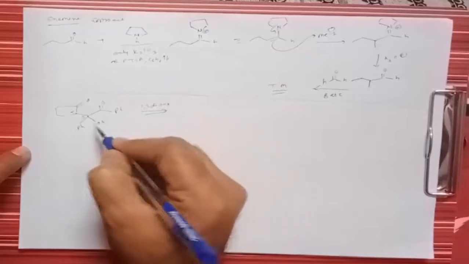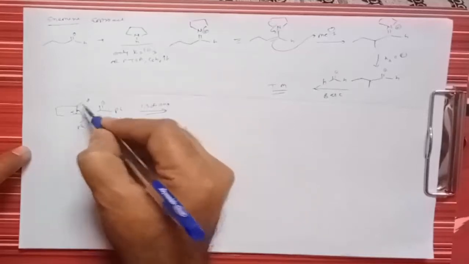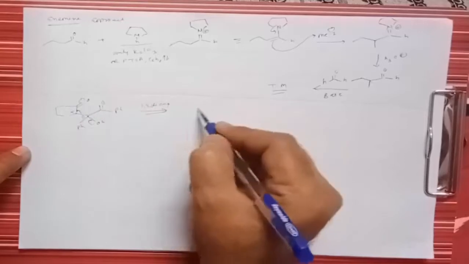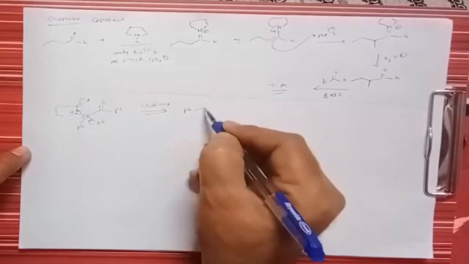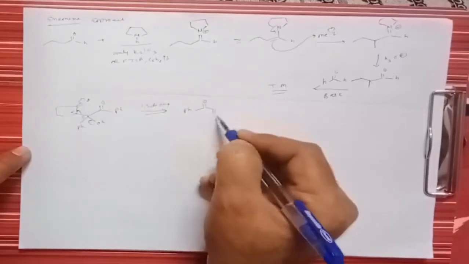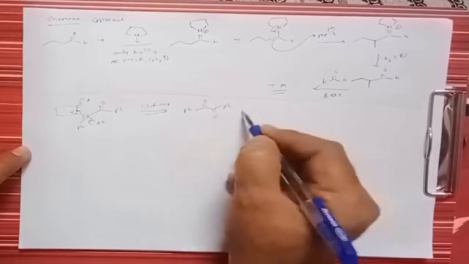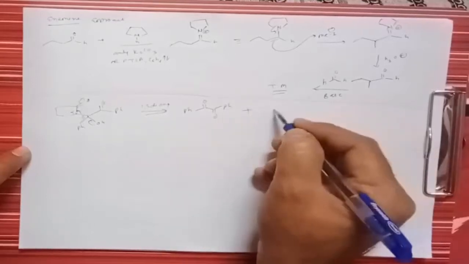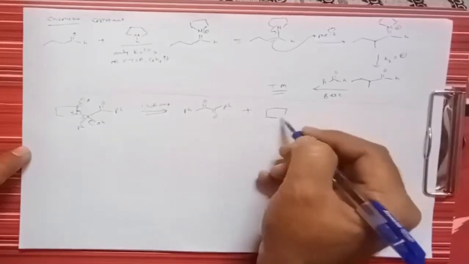But we are looking toward the 1,3 dioxygenated pattern. Then we can go for the formation of such type of retro molecule. And then what does it give? It gives formation of Ph, C double bond O, C double bond O, Ph, plus what does it give? It gives formation of a cyclohexanone.